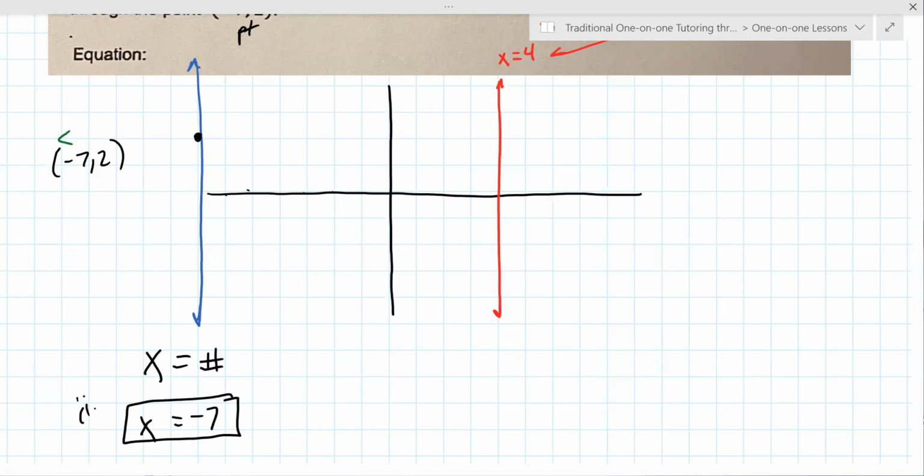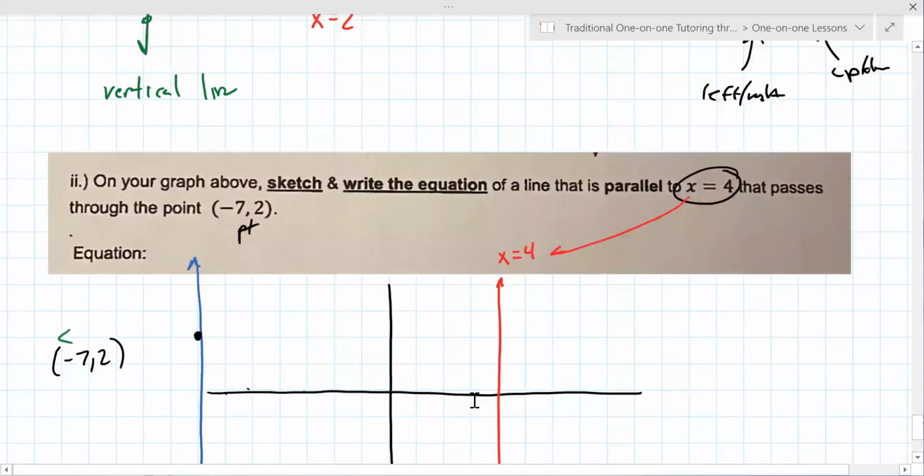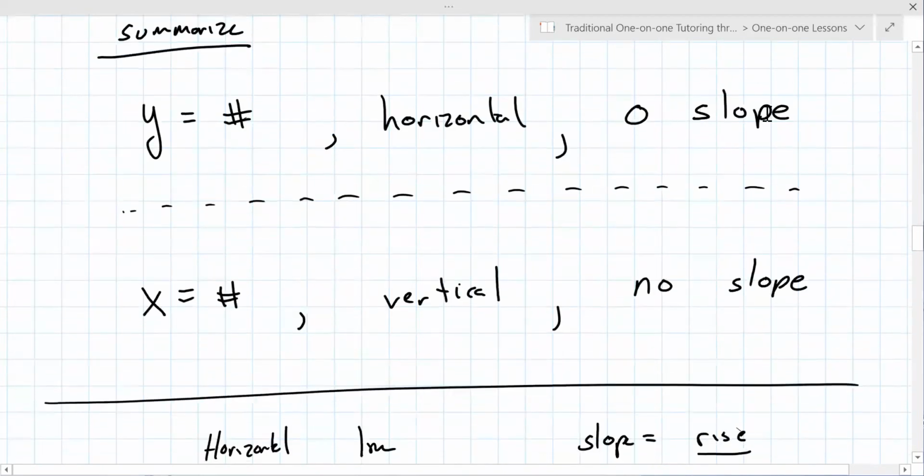Okay, and what is the slope of the line? It's the same as the answer to 2a, because vertical lines always have the same slope. There are 2 options: either 0 slope or no slope. Is this a vertical line or is it a horizontal line?